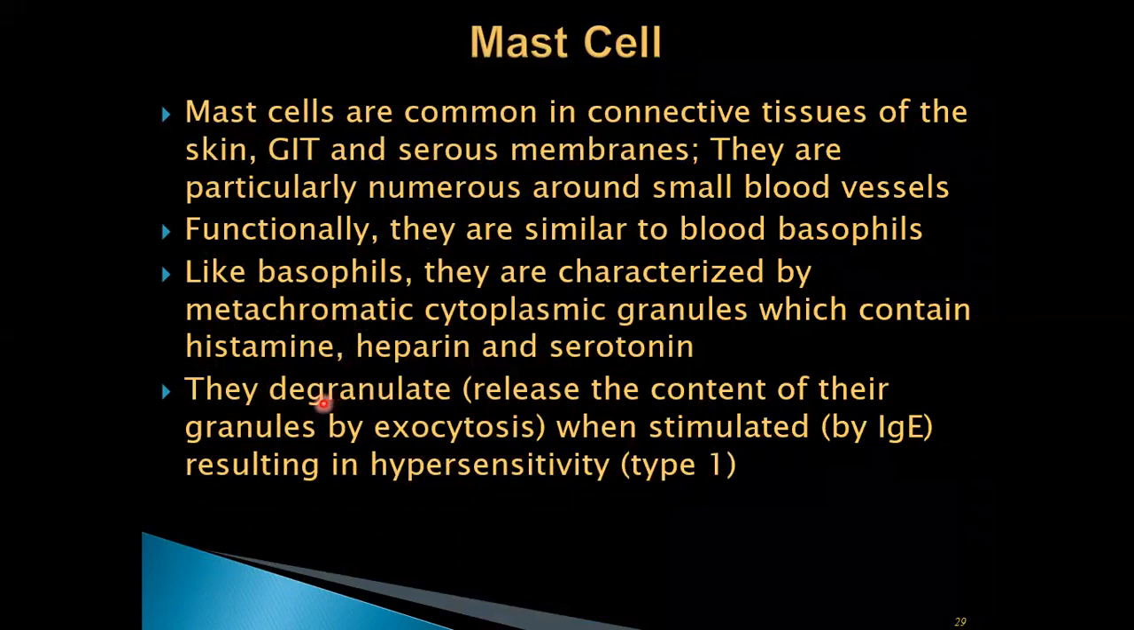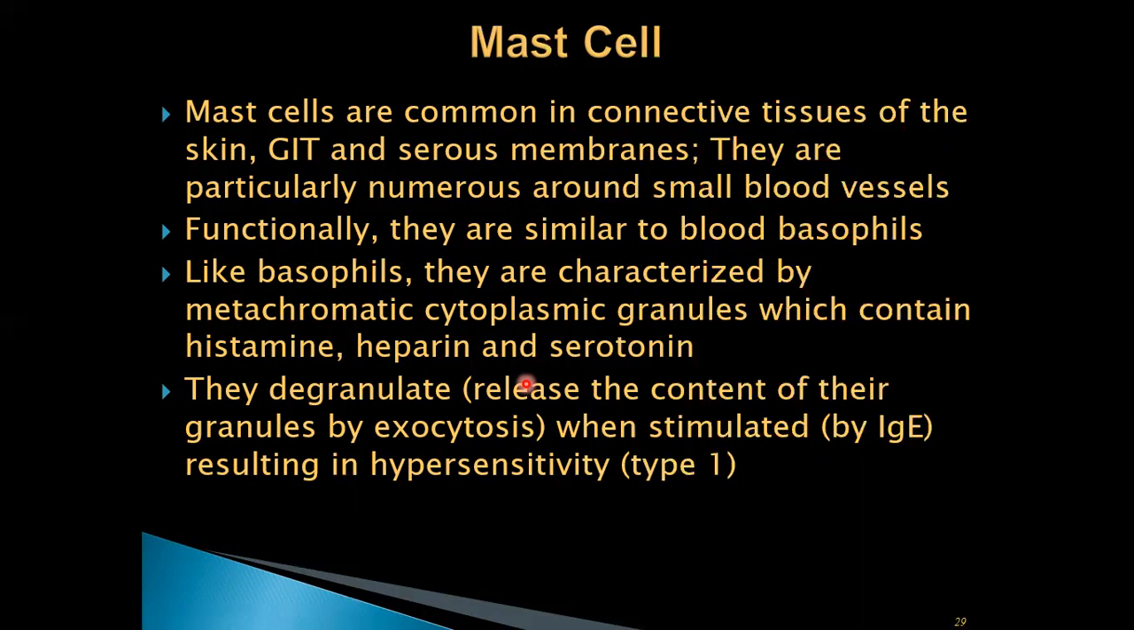Now, how do they function? When they function, they degranulate, meaning they release their granules. When we say they release their granules, it means they release histamine, heparin, and serotonin. By exocytosis they degranulate, and from the granules, histamine, heparin, and serotonin are released. For degranulation, the granules inside the mast cell have to come out of the cell into the connective tissue.